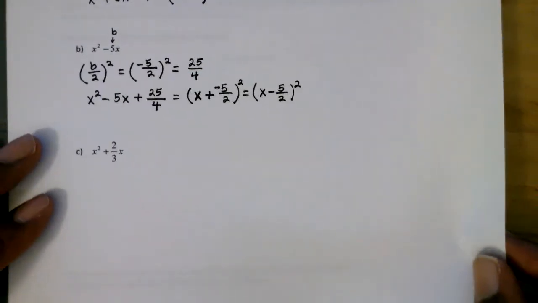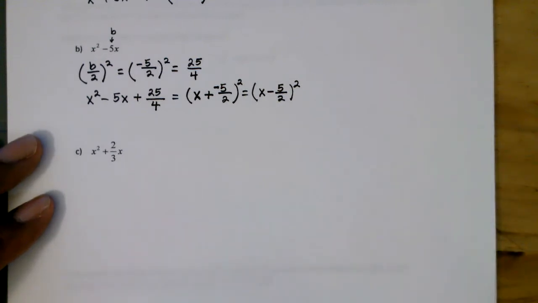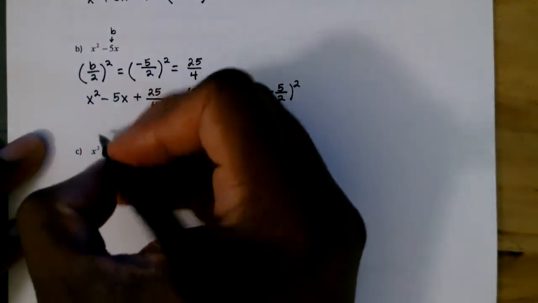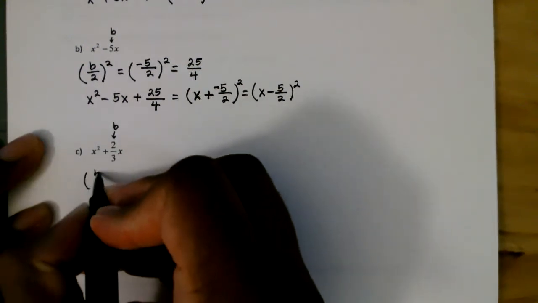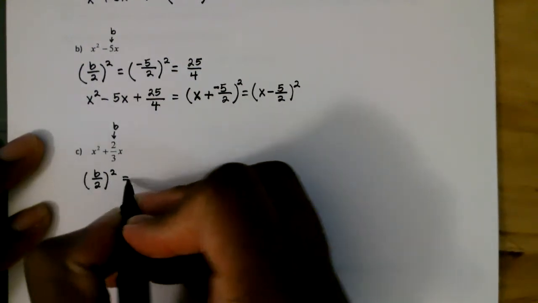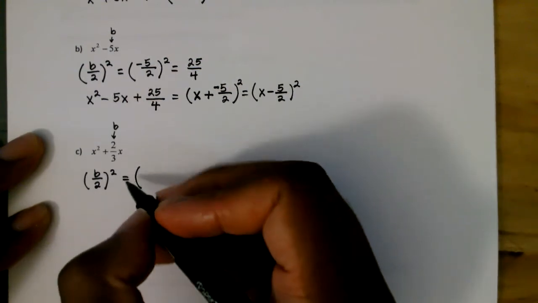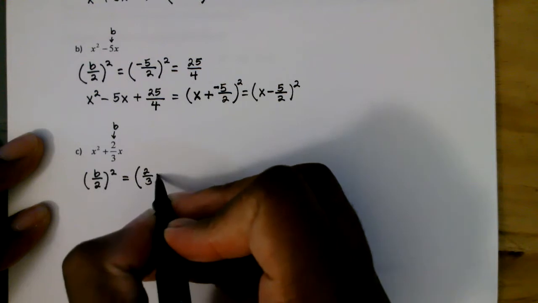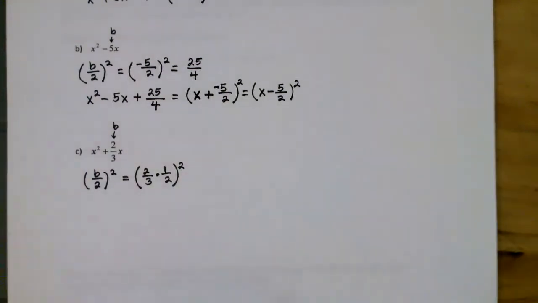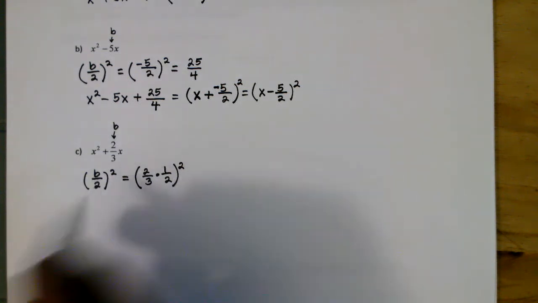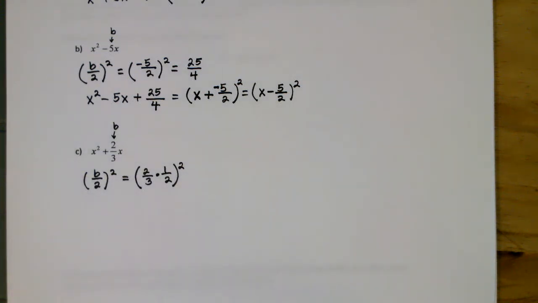Okay, finally, part C. Here we got x squared plus 2/3 x. And here I want to find out what number I need to add to this, so I'll have a perfect square trinomial. So here my b is the coefficient of x. That's 2/3. So to find b over 2, quantity squared, the b is 2/3. And I'm going to write this as 2/3 times 1/2, and that's going to be squared. The reason why I'm doing that is because you are taking 1/2 the coefficient of x. My coefficient of x is 2/3. You're going to have to multiply that by 1/2.